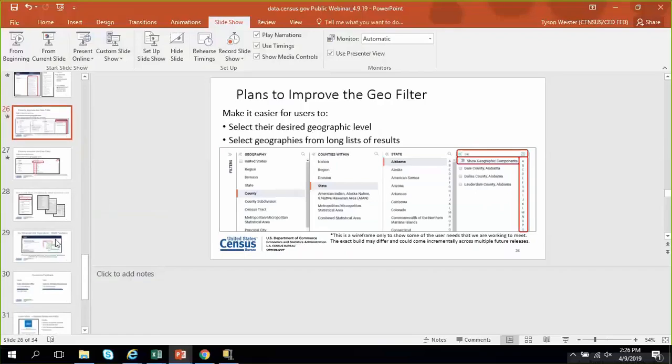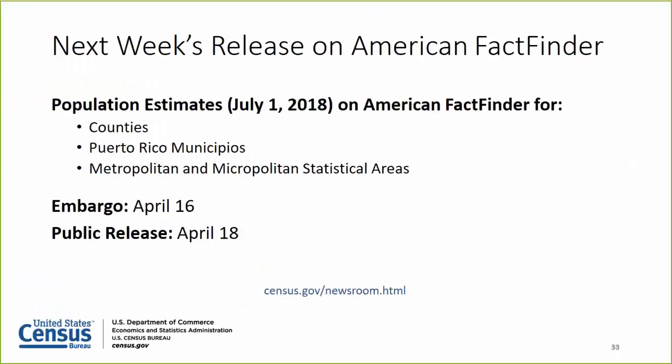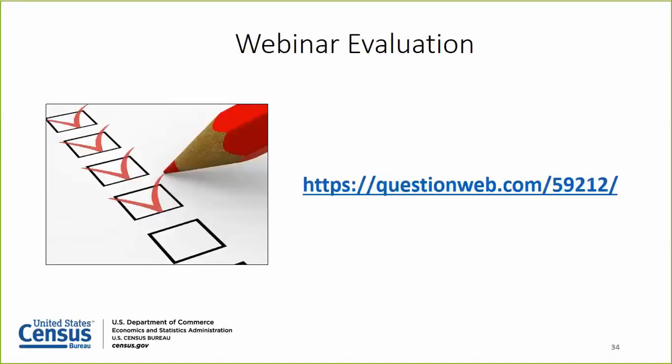Thank you for those questions. I think we'll go ahead and wrap up the webinar here then. I did have one last item of note that we wanted to make sure folks were aware of. Next week, we do have an upcoming release for the Population Estimates Program for the vintage July 1st, 2018. This will provide you data population estimates for counties, Puerto Rico County equivalents, metropolitan and micropolitan statistical areas. The embargo period for that does start on April 16th with public release on April 18th. For more information, see the link at the bottom for the newsroom.